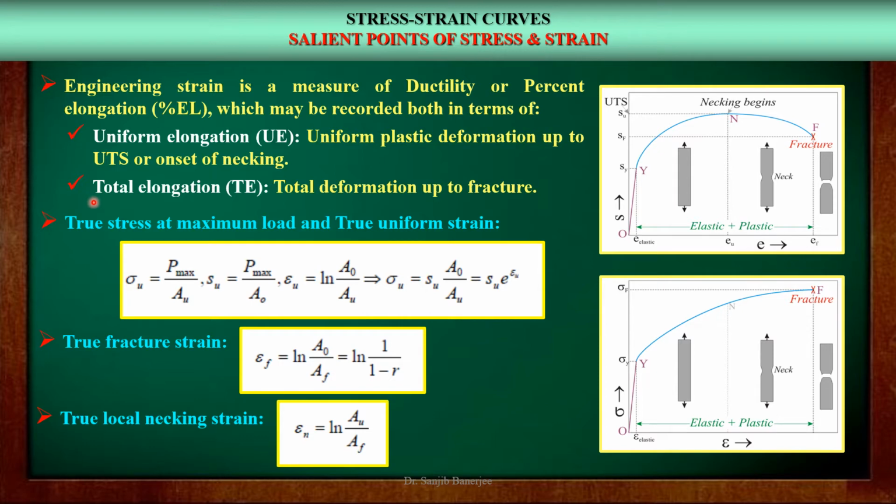Secondly, the total elongation or fracture strain is actually the total or the entire deformation up to fracture, and this is denoted by EF in this figure. Now let us come to the true stress and strain values.